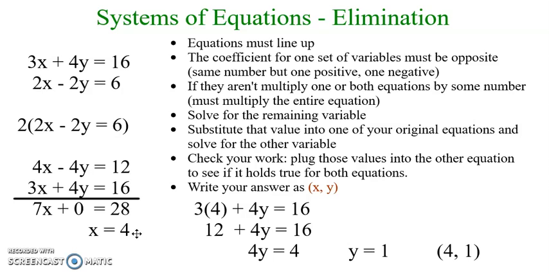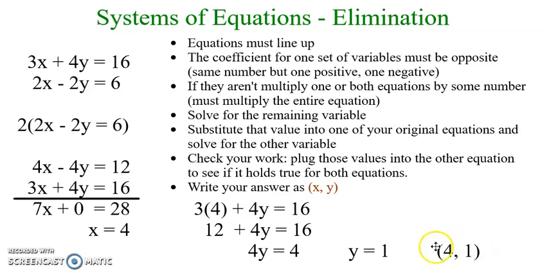Now we've got the first half of our solution. We go ahead and take that 4 and we can plug it back into either one of these equations and solve for y. I chose the top one because there aren't any negatives in there and it's just easier to work with positive numbers. So we subtract the 12 here, divide by 4, we get y equals 1.